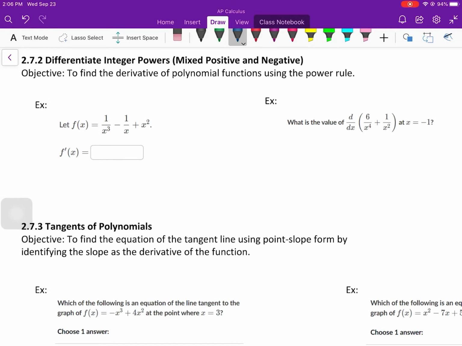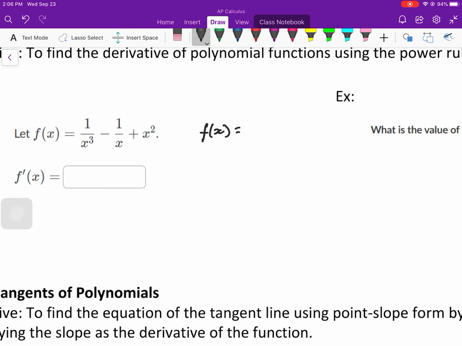So now we have to rewrite these functions to then be able to take the derivative and then probably put it back into its original form. So let's just rewrite the function. I do want to make sure you're clear. This is just rewriting f of x so that it's something we can take the derivative of.